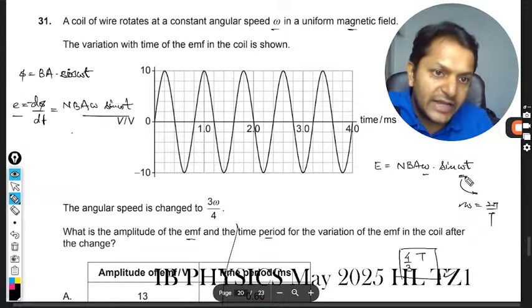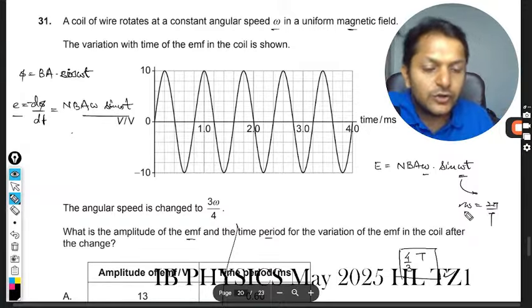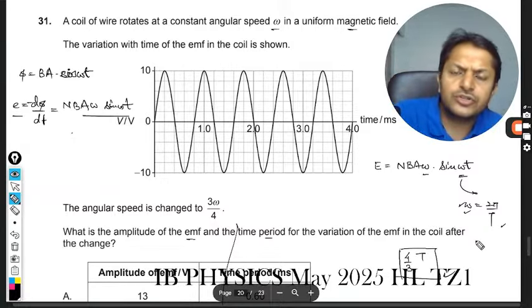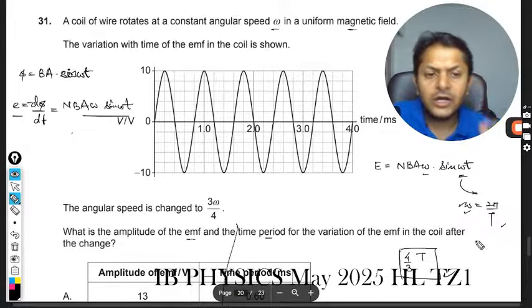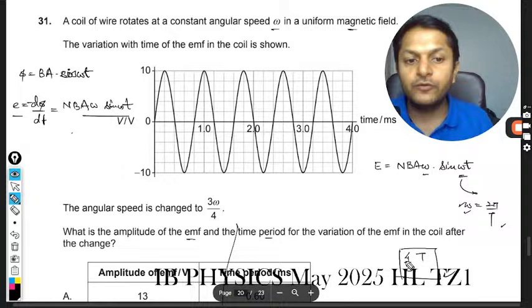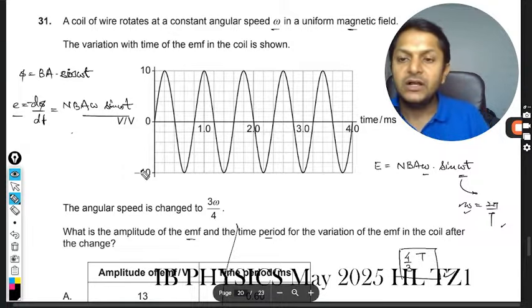And that comes from this, that omega is equal to this. So if omega is changing, then the time period will also change. Simple ratios, you can just do the algebra. And so accordingly, you will find the value 4 by 3 T.